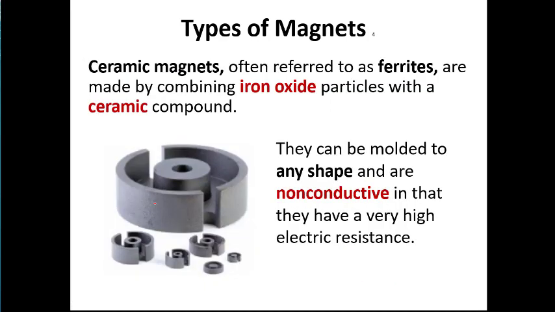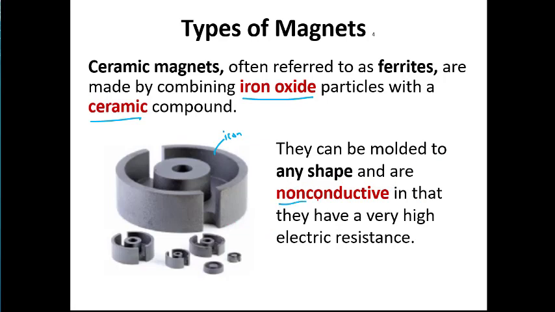Magnets can be made into ceramics and molds like this for applications like motors and other things. When they're making a ceramic material into a magnet, they're often referred to as ferrites, and they're made by combining iron oxide with particles from the ceramic compound. So ceramics on their own are not magnetic material, but if we put in iron oxide, so little iron particles in the ceramics, it can become a magnet. They can be molded into different shapes.